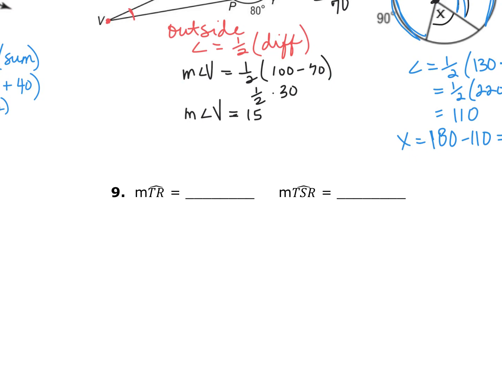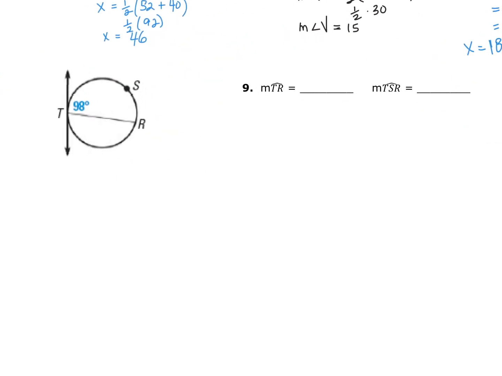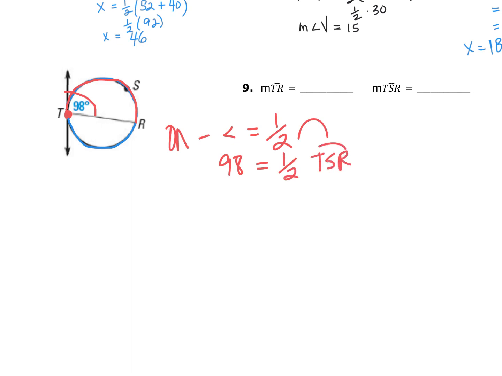Okay, for our last one, this vertex is on the circle. And we want to find the measure of arc TR, and we want to find the measure of arc TSR. Okay, so this angle is 98 degrees, and remember, if it's on the circle, the angle is equal to half of the arc. So we have 98 equal to half of TSR. So if I multiply both sides by 2, I get 196 equals the measure of arc TSR.